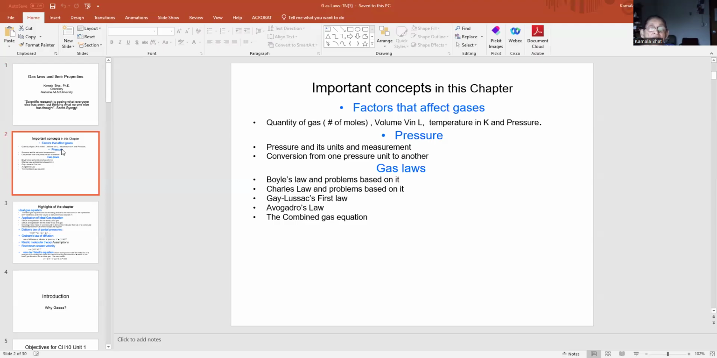Now, for pressure, we are going to do a subdivision: pressure and its units and measurement, and conversion from one pressure unit to another. This is followed by the following 5 gas laws in the first part: Boyle's law and problems based on it, Charles' law and problems based on it, Gay-Lussac's first law, Avogadro's law, which is usually considered a hypothesis, and the combined gas equation.